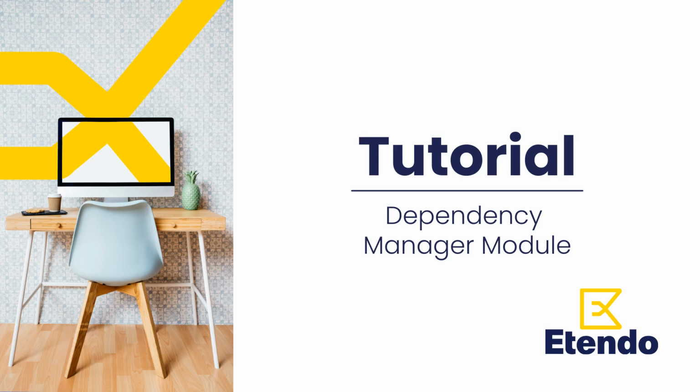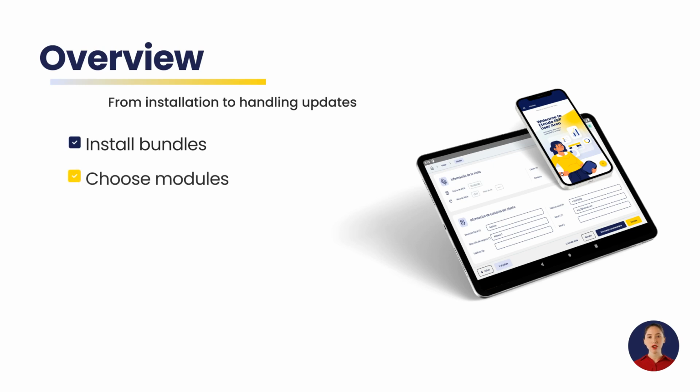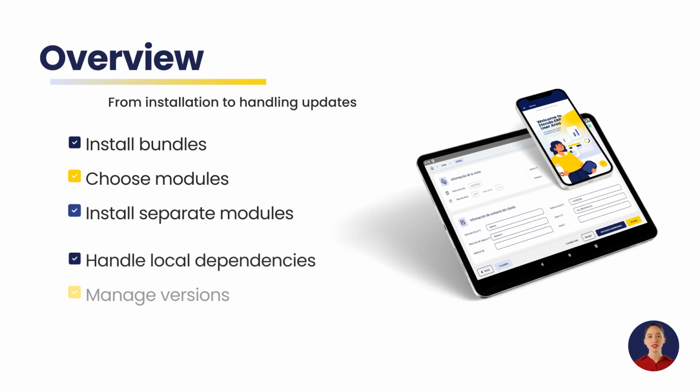In this tutorial, we'll explore the Dependency Manager module, an essential tool for managing your Attendo modules and their dependencies. We'll cover the complete process, from installation to handling updates, so that you can confidently manage all your dependencies. By the end of this video, you'll know how to install a complete bundle, to choose which modules to install from the bundle, or to only install separate modules. Also, you'll be able to handle local dependencies and manage versions, delete modules, and change format.